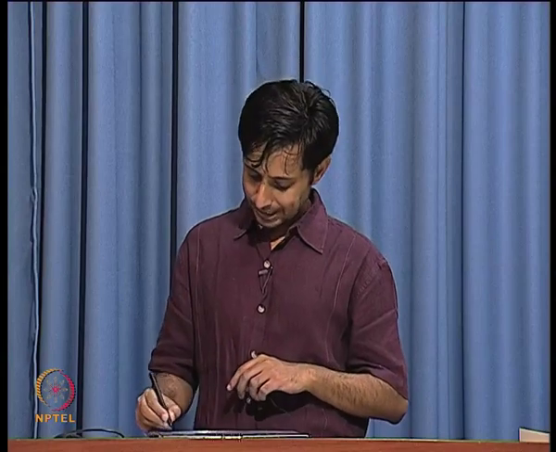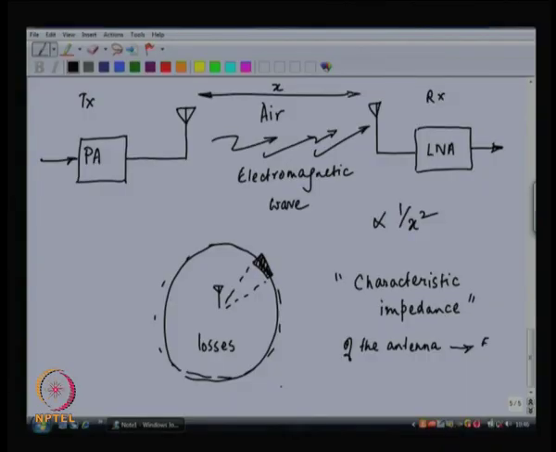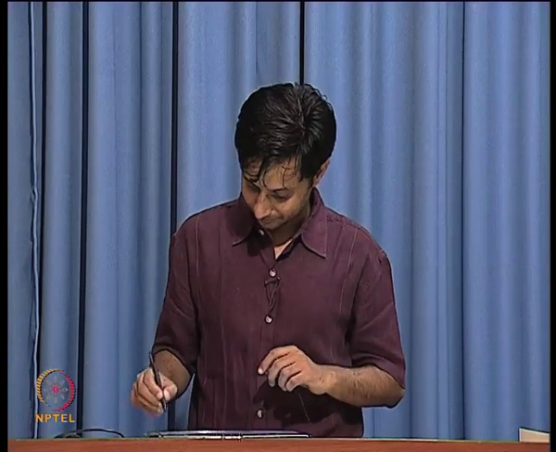What this thing is, we are going to talk about very soon, but this is chosen to be 50 ohms, and impedance has units of resistance, ohms. Now, mind you, this is not a resistance, this is the characteristic impedance. So, the characteristic impedance of the antenna is chosen to be 50 ohms. This does not mean that the resistance of the antenna is 50 ohms. Okay.